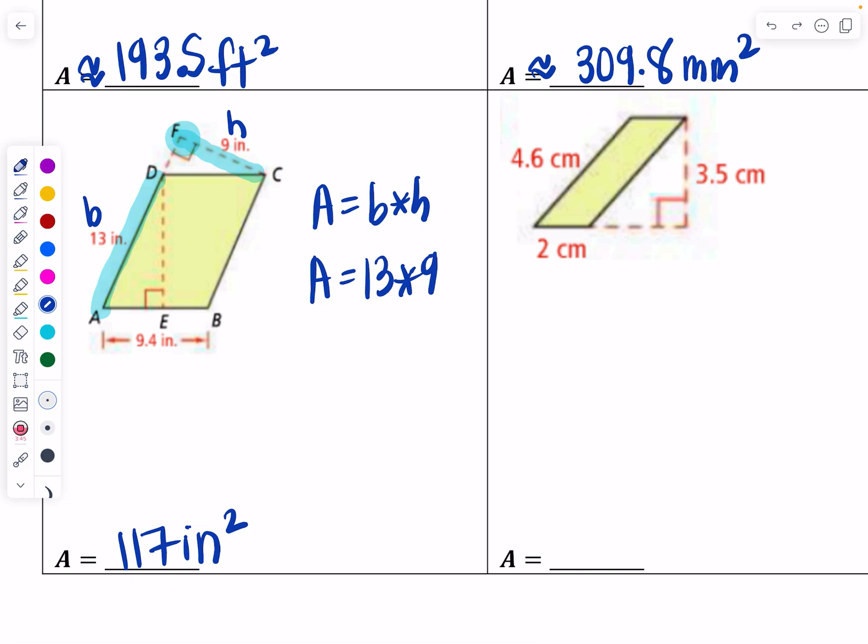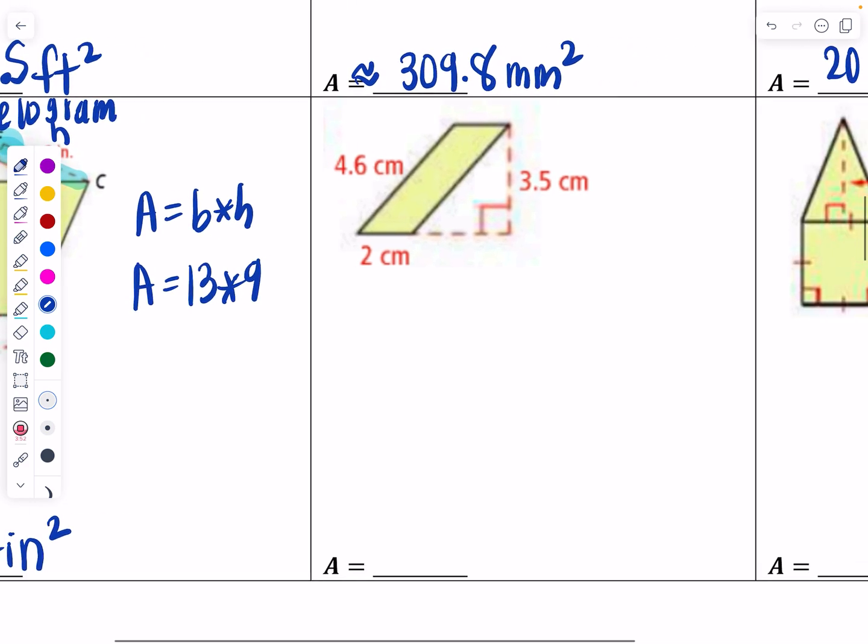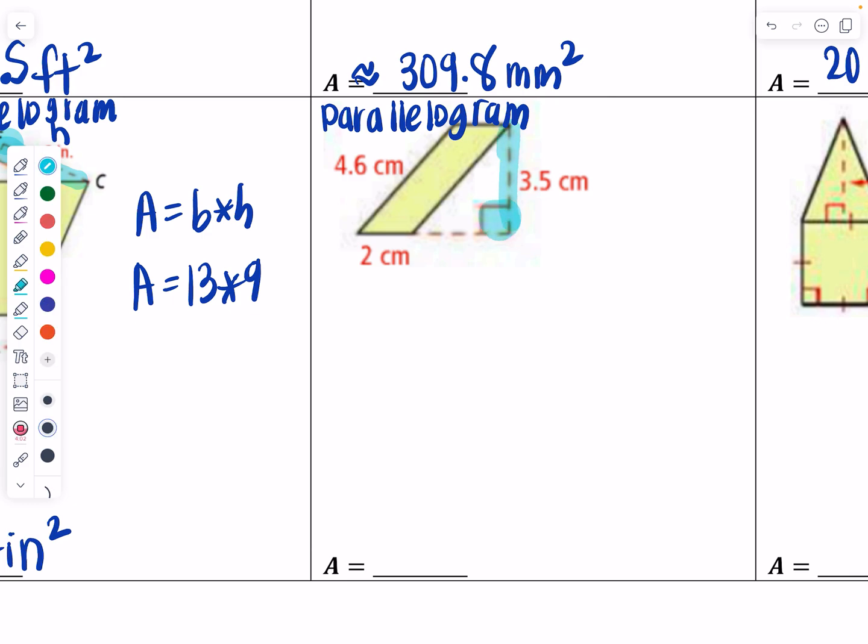So this one was a parallelogram, and this next one is a parallelogram as well. Okay, this next problem is also a parallelogram. We need to find a corresponding base height combo where you know both pieces. And so let's look for our right angles. Here is a right angle. What's the height that corresponds to that? 3.5. What's the base that corresponds to that? 2. And again, I don't use this pink part because that is dotted. That just shows that the height is happening outside of that shape.